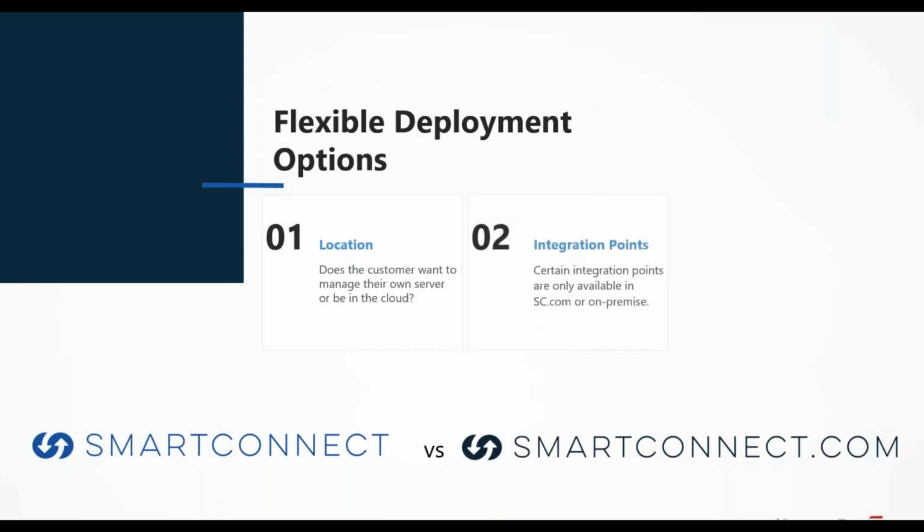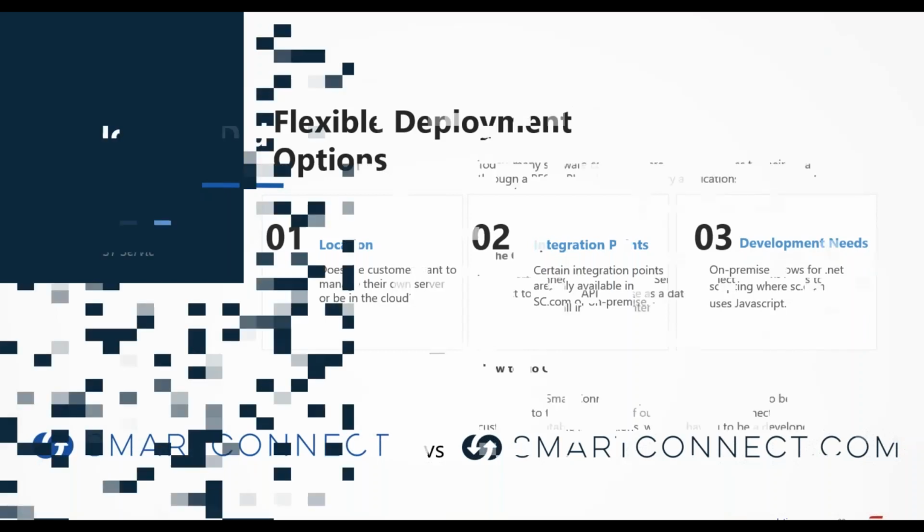Integration points. With Business Central, we're able to use either SmartConnect or SmartConnect.com. But for example, something like Dynamics GP today has to use SmartConnect on-premise, just the way that system works. But we're talking all cloud today. And then development needs. On-premise allows for certain types of scripting, where in SmartConnect.com, we are using JavaScript when needed. So it's important to know those differences as we start talking about these two different tools.